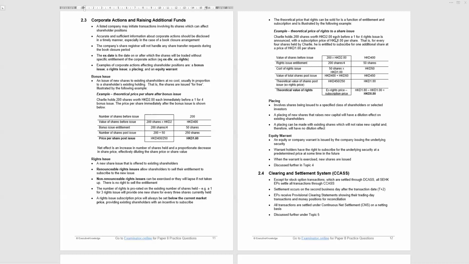Be ready for a numbers question, either on bonus issue or on rights issue, following the numbers that I reviewed.